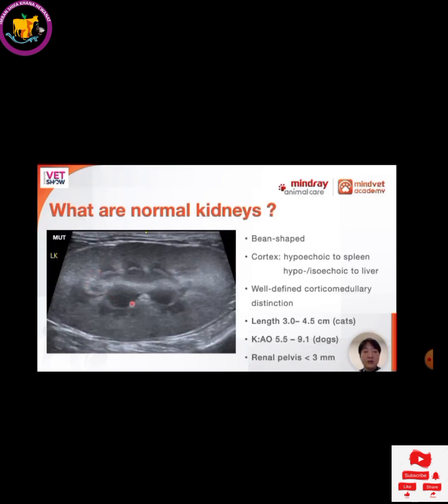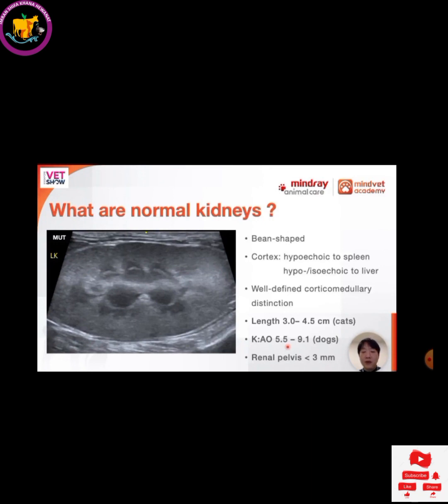In cats, the renal length usually ranges from 3.0 cm to 4.5 cm, depending on breed, sex, and nutritional status. Older cats tend to have reduced renal size. In dogs, kidney size varies depending on breed, body conformation, and body weight. The kidney length to aortic diameter ratio is used to evaluate kidney size in dogs. The normal range of kidney length to aortic diameter is between 5.5 and 9.1.